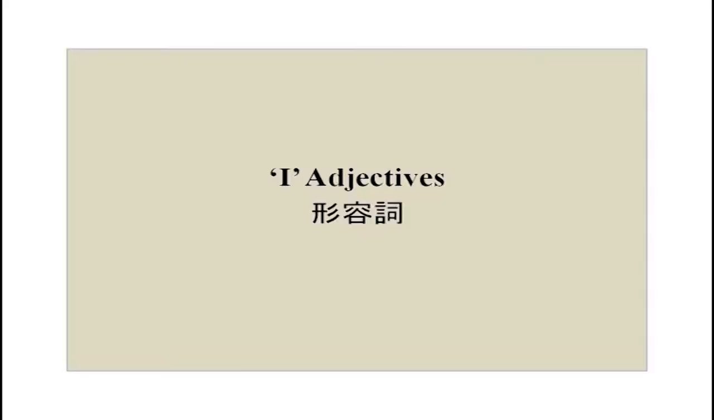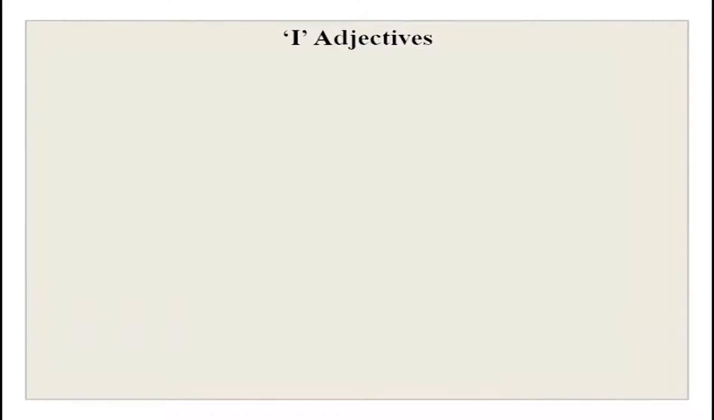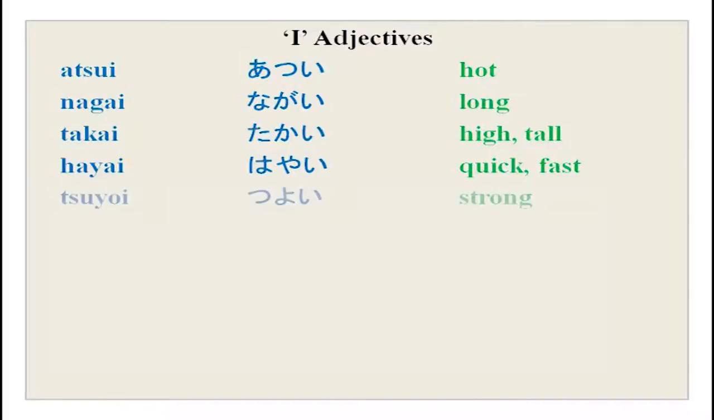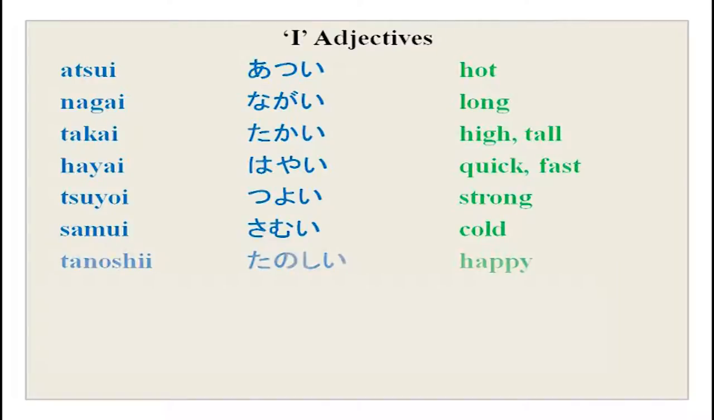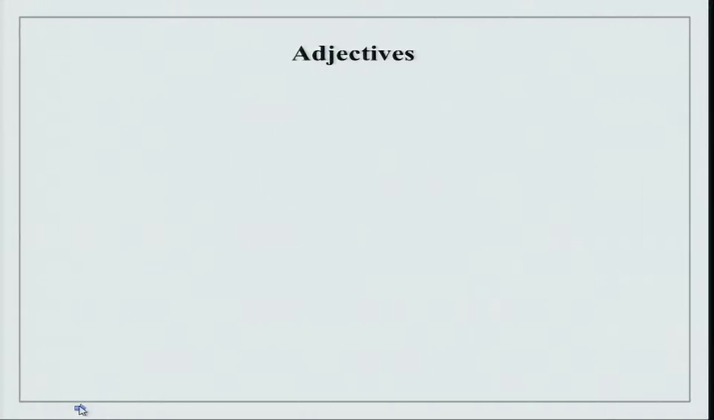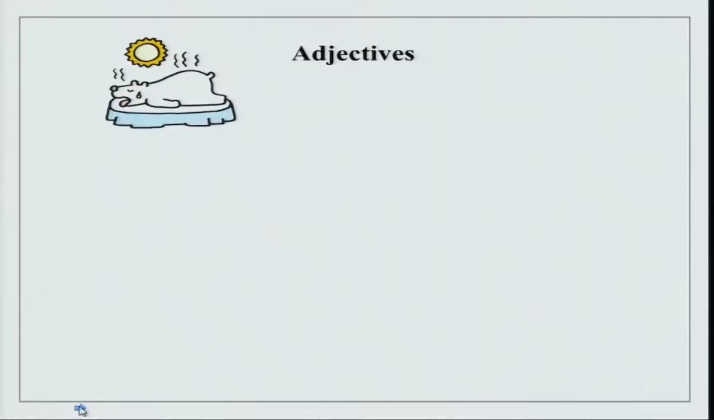So now I will explain. We will do I adjectives as I had said. Adjectives are keiyoshi. So we can practice some adjectives in the beginning. You can see them here. Atsui. Nagai. You can repeat after me. Takai. Hayai, tsuyoi, samui, tanoshii, kurai, akarui, yowai. You can go through it. Now, look at these pictures and tell me what it is.